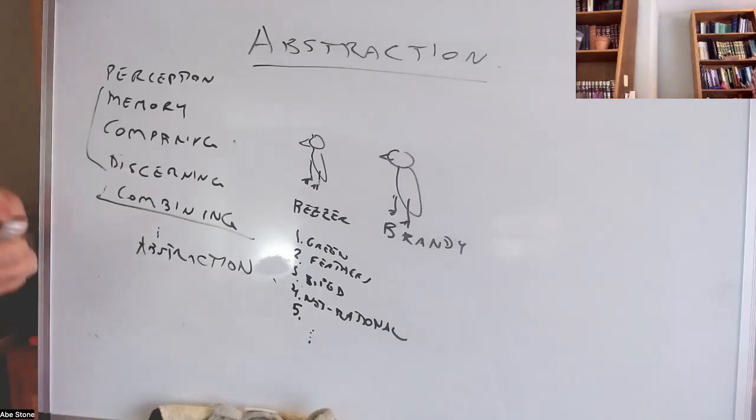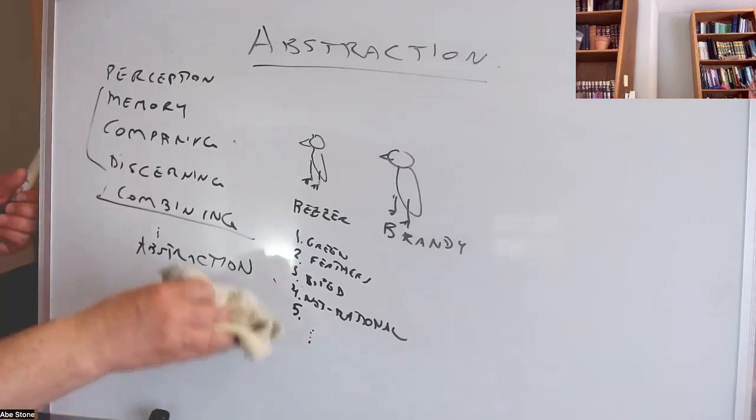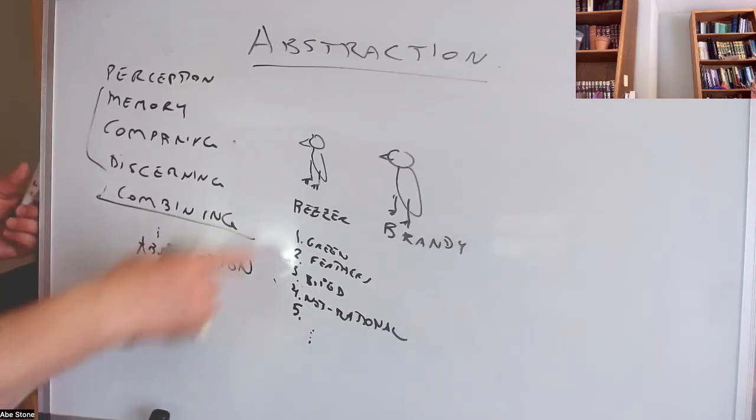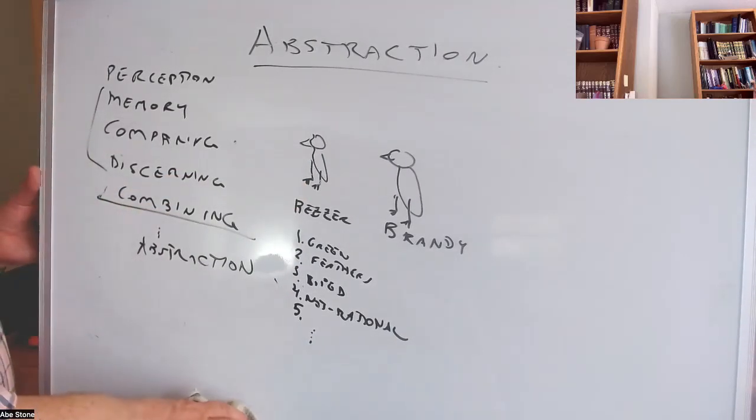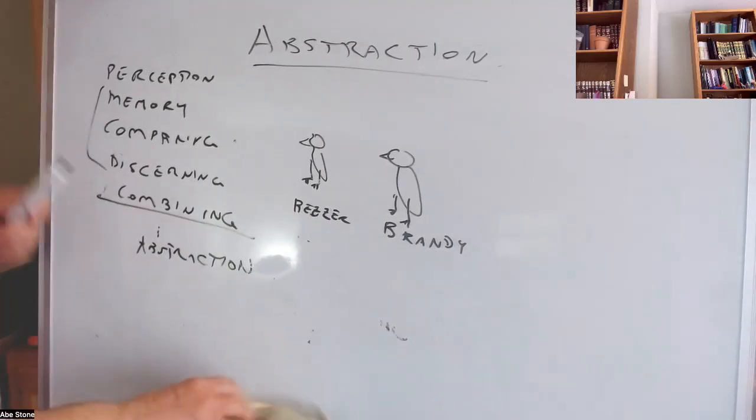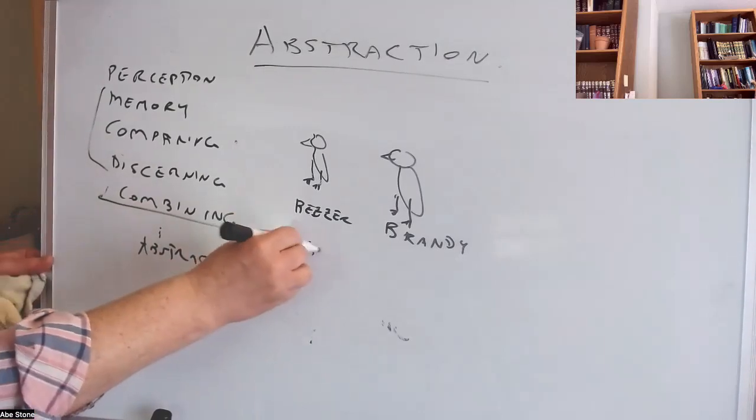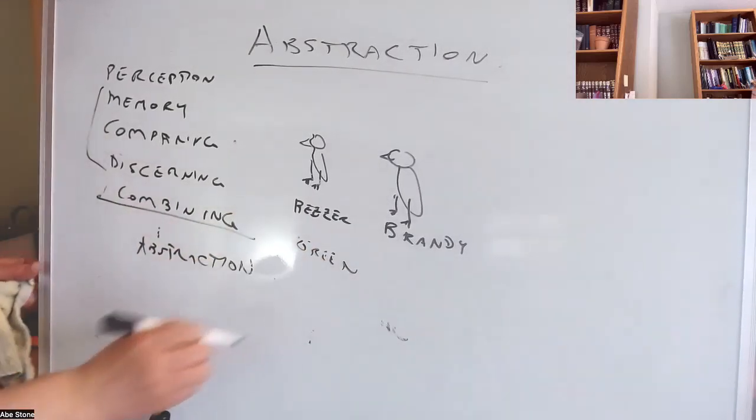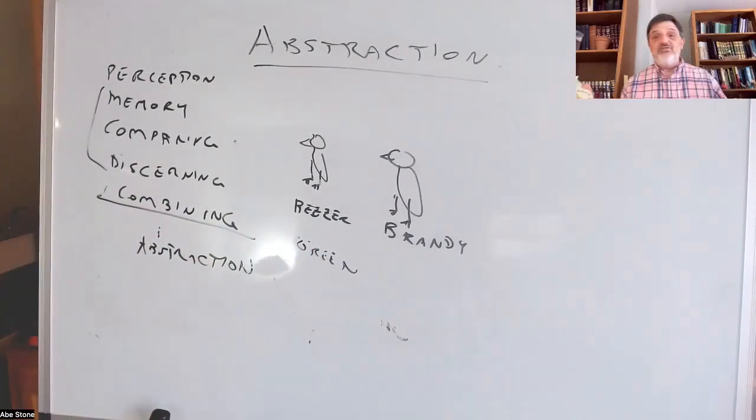So if that's the story, it seems like it's wrong to say that we start with particular ideas like Beezer. Rather, we start with simple ideas like green. And what could be more abstract than that? It agrees with every object that has the power to cause me to perceive the idea of green. So it's as abstract as you could get.